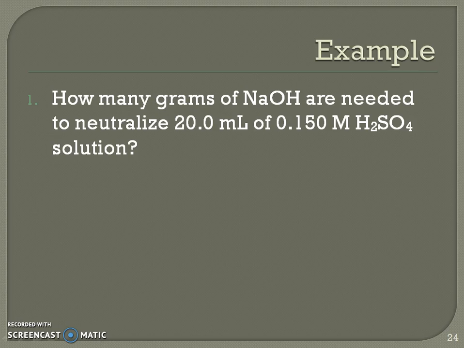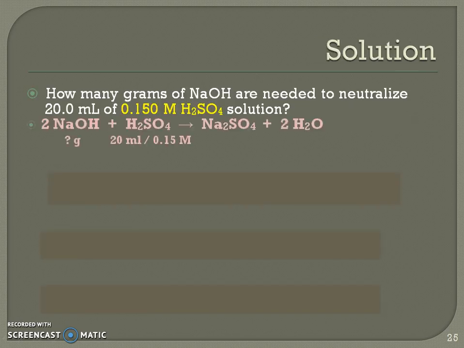So here's an example problem similar to what he did in the video. We want to know how many grams of NaOH are needed to neutralize 20 milliliters of a 0.15 molarity sulfuric acid solution. So the first thing I come up with is an equation. I write in what they give me, just like I do any other stoichiometry problem. They give me 20 milliliters of the acid, they give me molarities of the acid, and I want to know grams of the base. All right, here we go.